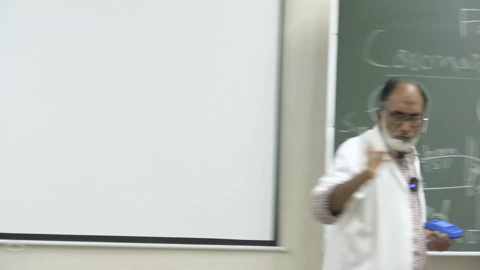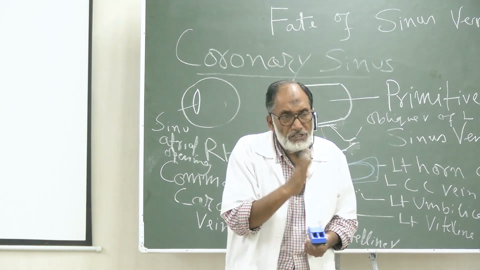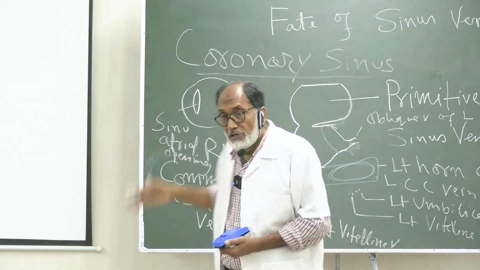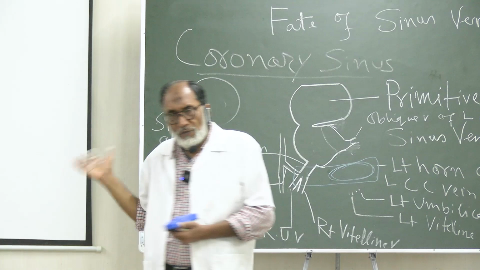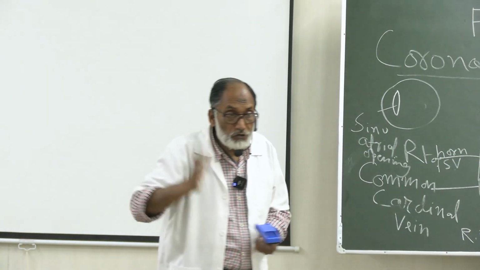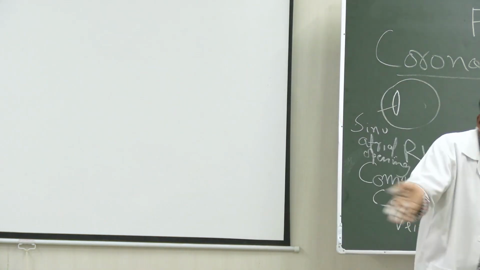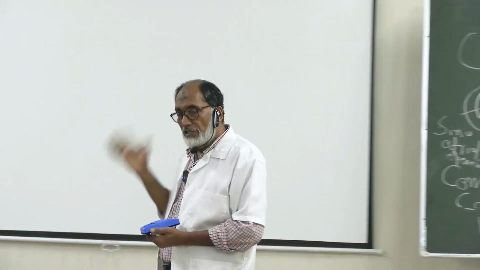So during 4th to 5th week, this septation starts, and septation does not happen one by one. Though I am discussing one by one, one day the partition of the left atrium, next day the left ventricle, it is not like that. All septation starts simultaneously. Because of our convenience, we are discussing one by one, but the thing is not that.